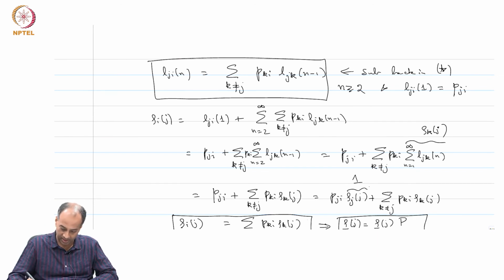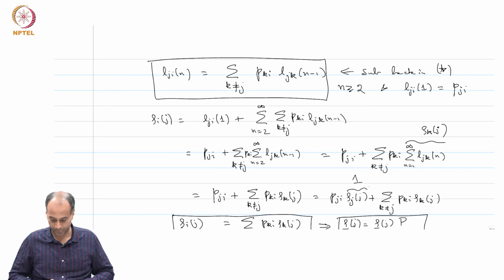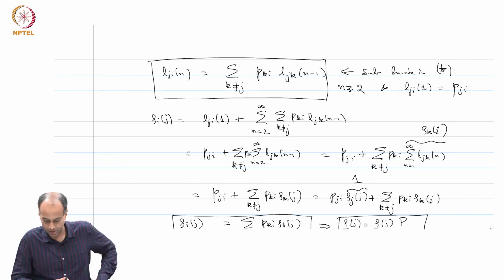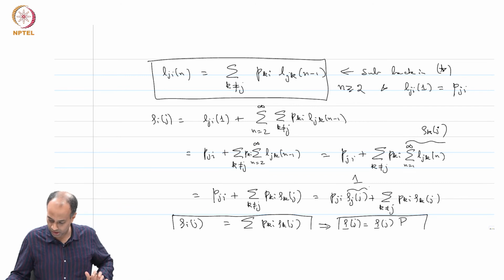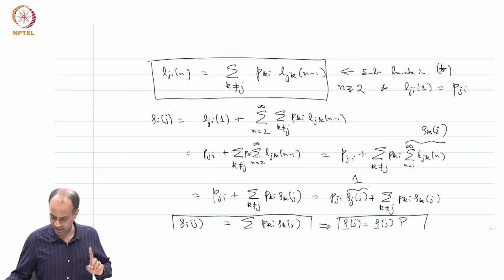This is true for all i. This equation is true for all i belonging to S. So I get this balance equation for these rows. All right, so what have I shown? I have shown all 4 properties, except I think I have to show that ρ_i(j) is strictly positive.